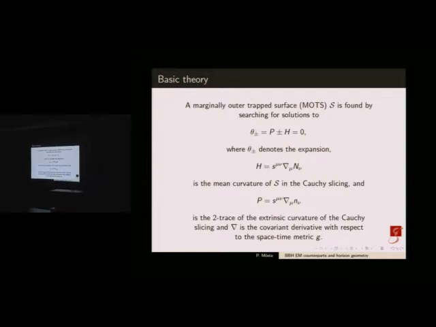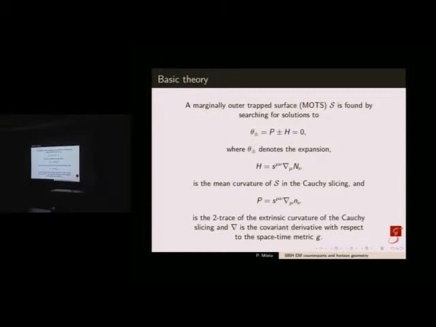So just three equations to give you some basics about the theory that we're using. We find these horizons by searching for an equation that's called the expansion equation. You set this to 0, and by that you define your surface. And this equation has two contributions, P and H. And H is the mean curvature of our sphere S, so basically our surface, in our slicing.